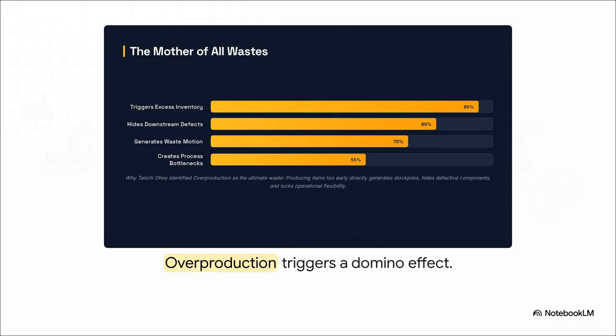Now, what's really interesting about this is the massive domino effect it triggers. When you manufacture items too early or in massive volumes, it directly sets off a chain reaction. It generates a staggering 95% of your excess inventory. And because those items just sit in storage, it completely hides downstream quality defects. You might not even realize a machine was miscalibrated until weeks later. Plus, it creates unnecessary motion just to move and store those giant batches, which triggers massive process bottlenecks. By stopping overproduction, you effectively cut off the oxygen to all the other wastes.